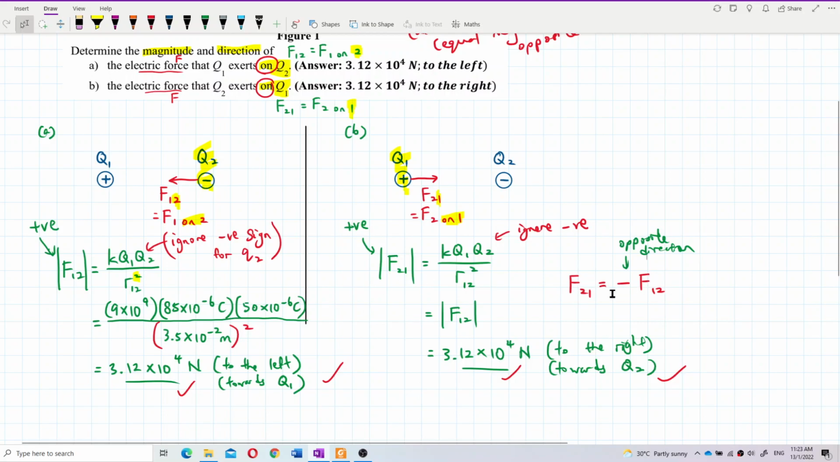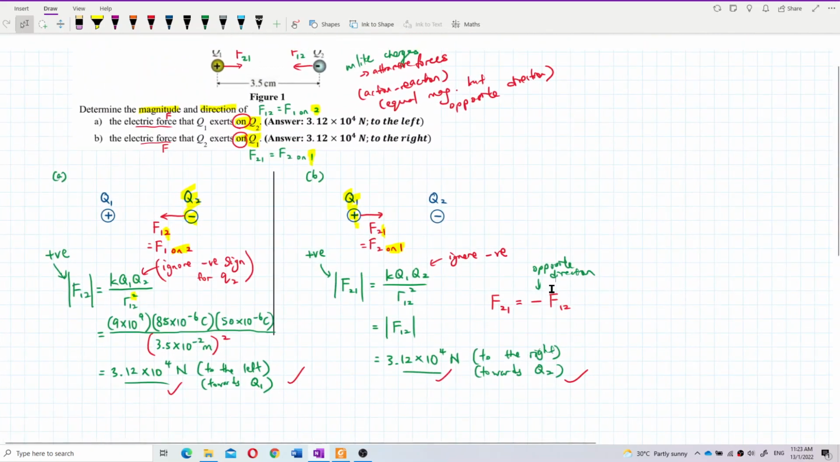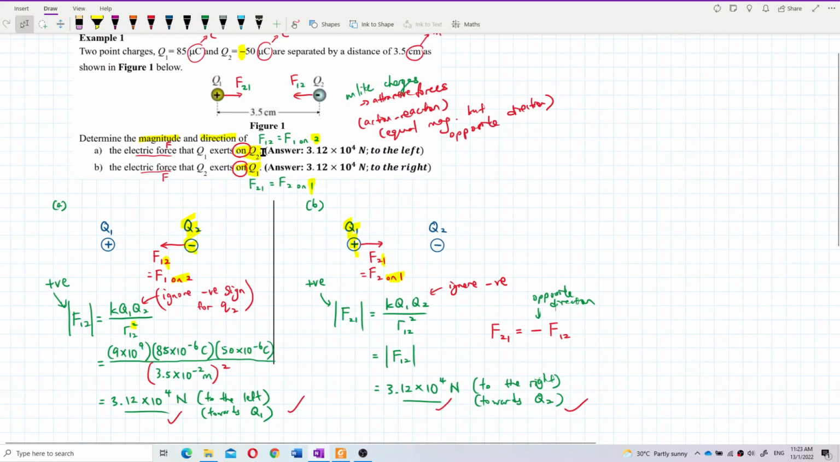Okay, so that's all for these questions. Make sure you look at the question. It asks for force on which charge. If it asks for force on Q2, then you only draw the force on Q2. Don't draw the force on Q1. Like this question B, force on Q1, so you just draw the force on Q1. Don't draw the force on Q2.